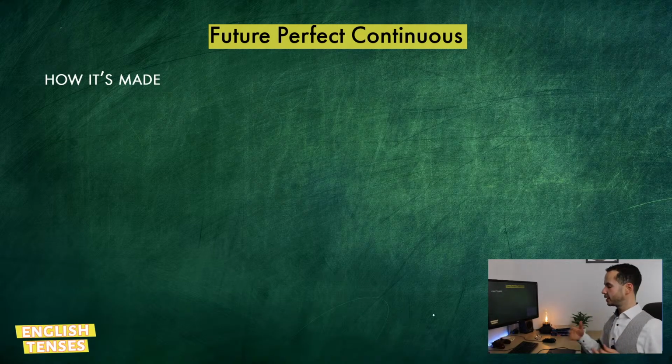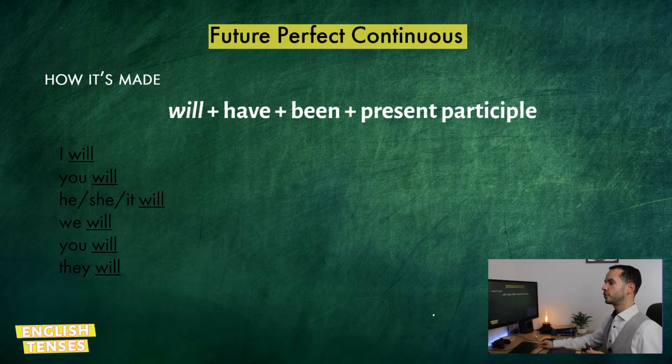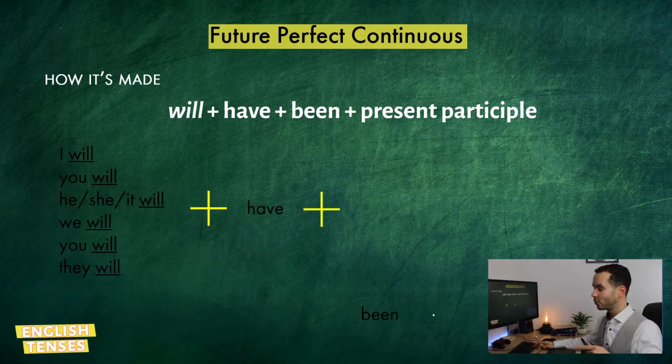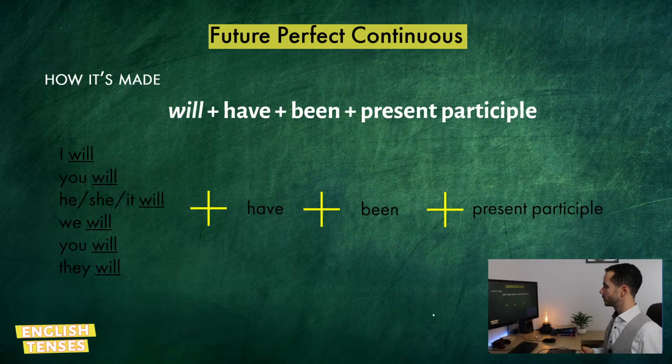How do we make future perfect continuous? Well, if you have a sharp eye, you probably would have seen this. We make it with will plus have plus been plus the past participle. So we have a very long verb phrase. Will plus have plus been plus past participle. So, I, you, he, she, it, we, you, they. Will combined with have, combined with been, and combined with the present participle. And the present participle is the verb plus ing. So, from our examples, I will have been teaching.